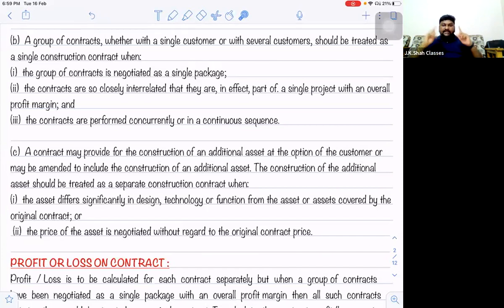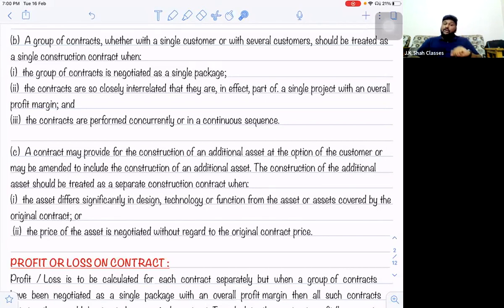Say you got a contract for constructing a 10-floor building, right? After 1 year, 5 floors are completed. And now the contractee comes and tells you that, sir, please construct 5 more floors and make it a 20-floor building. So can I say 5 floors is an additional asset that he wants you to construct? Are these 5 floors technically different from those 15 floors? Sir, no, it is part of that building only. So characteristic-wise, technically, it is not different. It is the same expansion of the same building. So here, even if you are constructing 5 floors, which is an additional asset, it will not be treated as a separate construction contract. Rather, it will be shown as the same contract only.